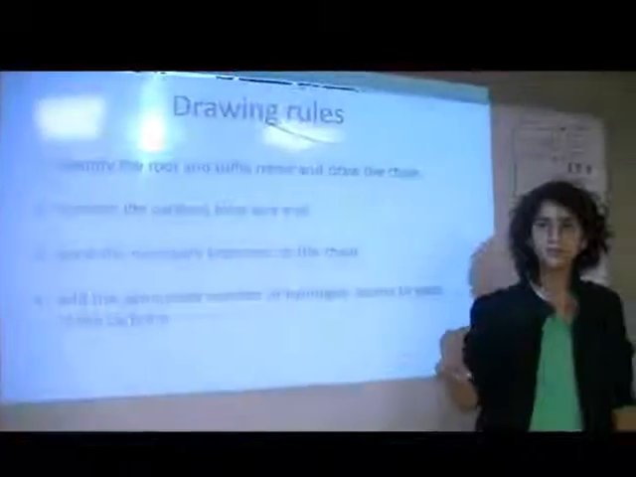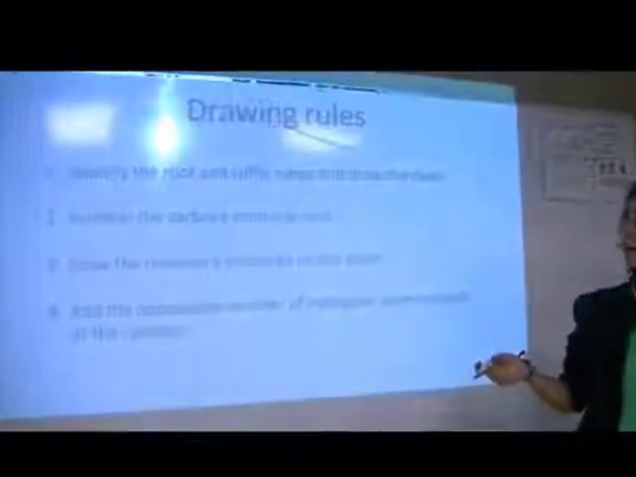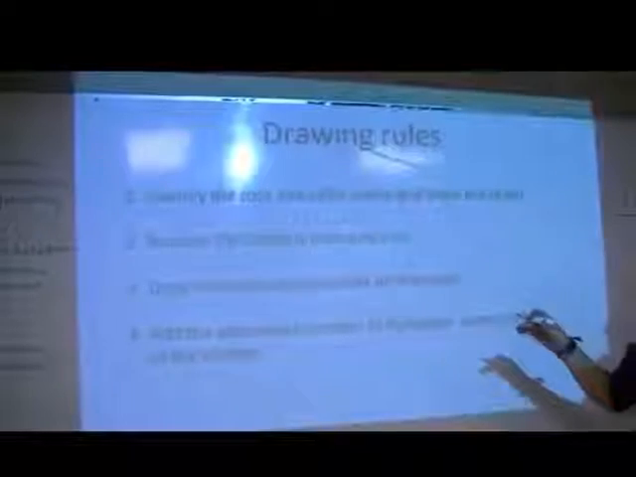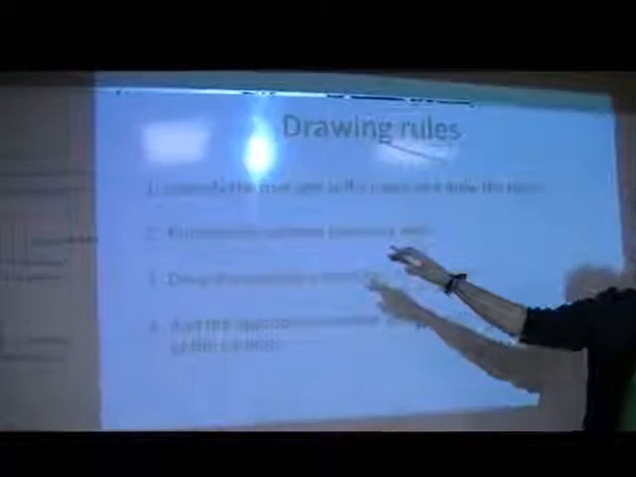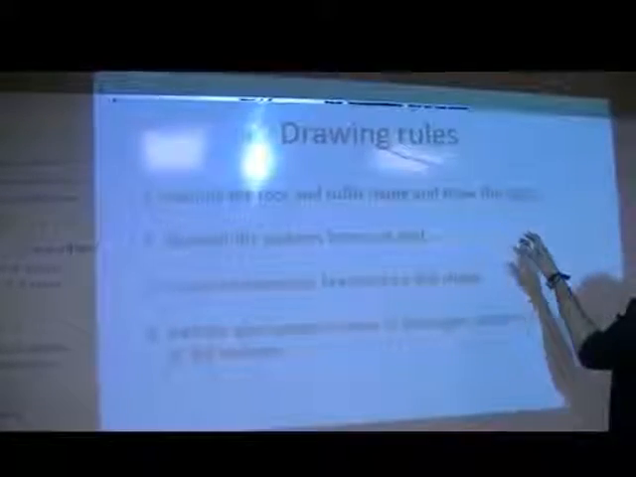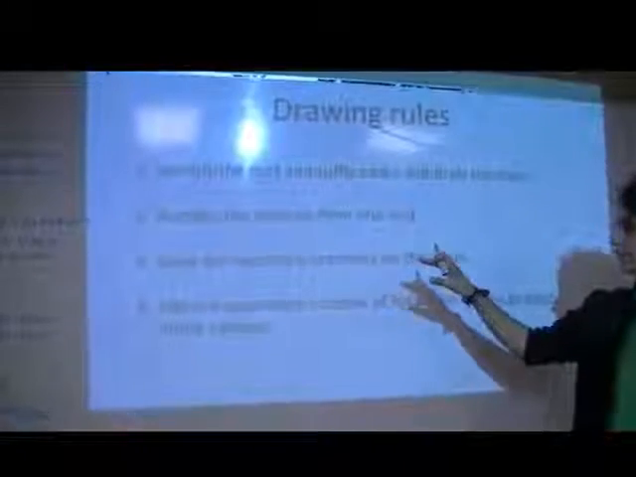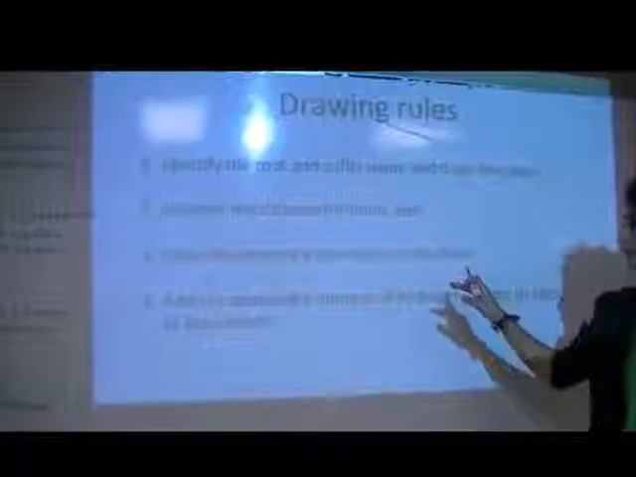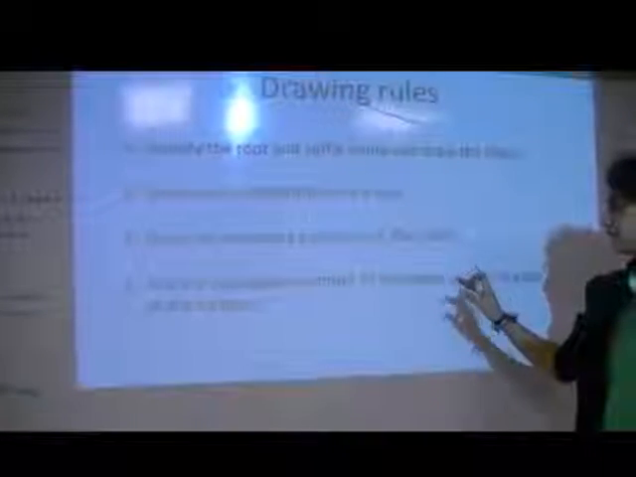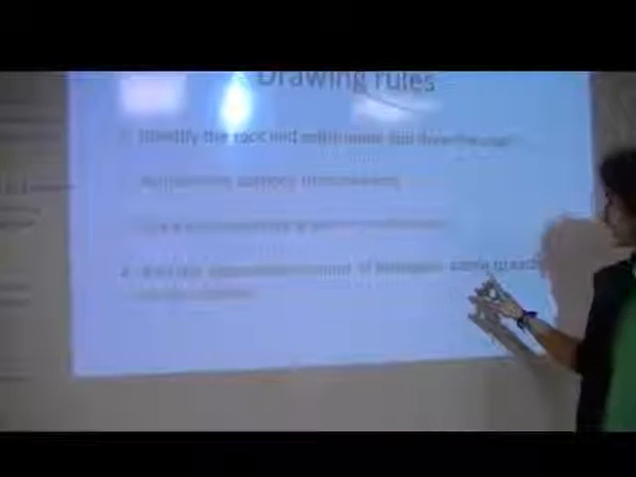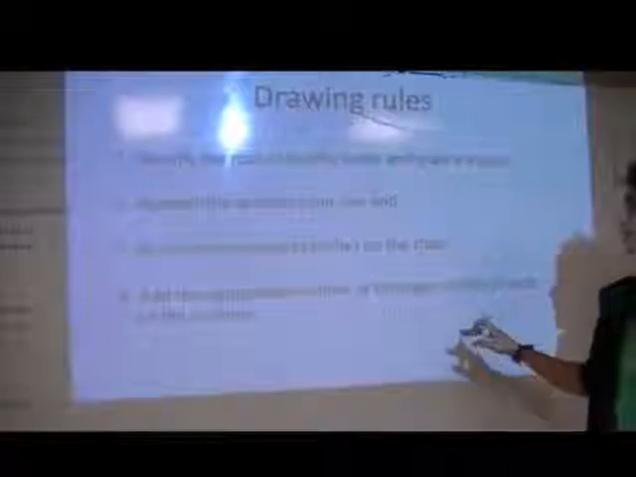Now the instructions to draw a hydrocarbon are: first, identify the root and suffix name and draw the parent chain; second, number the carbons from one end; third, draw the necessary branches of the chain and add the appropriate number of hydrogen atoms to each of the carbons.